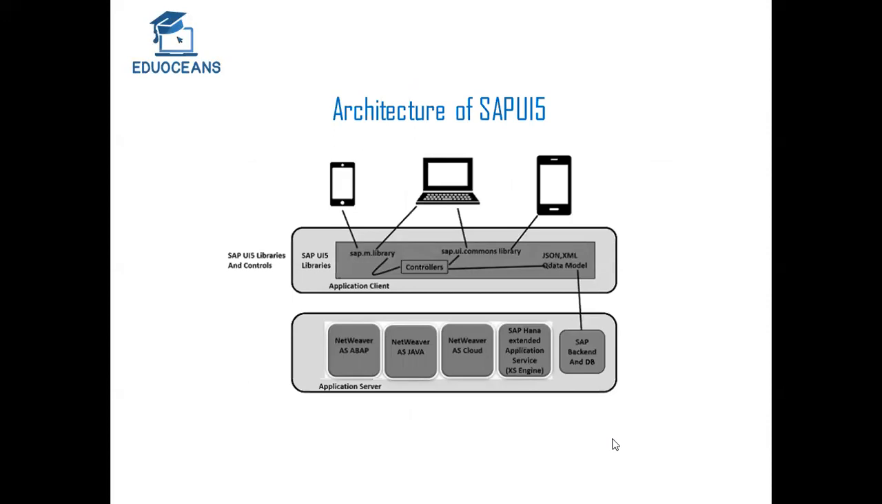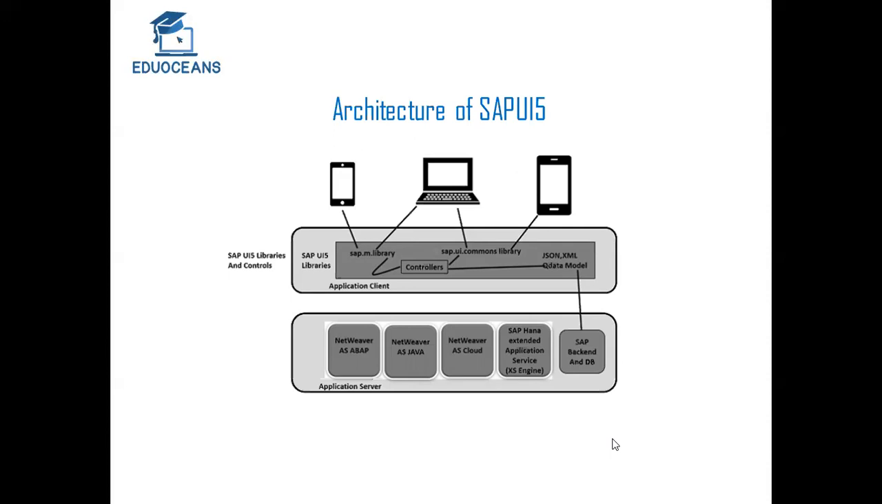So next thing, what is the architecture of SAP UI5? Normally in SAP UI5, the architecture mainly consists of three layers. On the top is the presentation layer. In a presentation layer, all the mobiles, tablets, desktops or laptops consume the UI component in order to display the user interfaces. So that is the presentation layer.